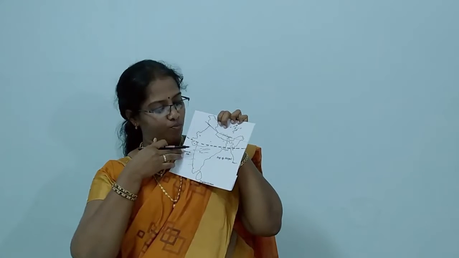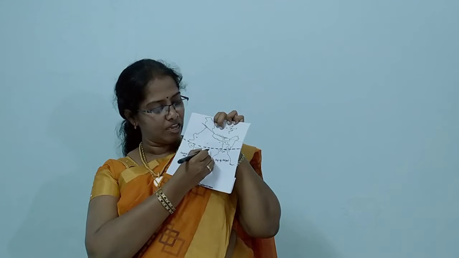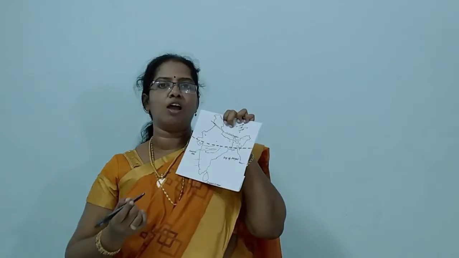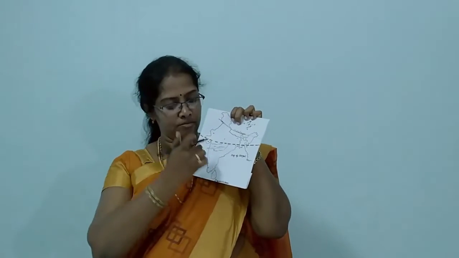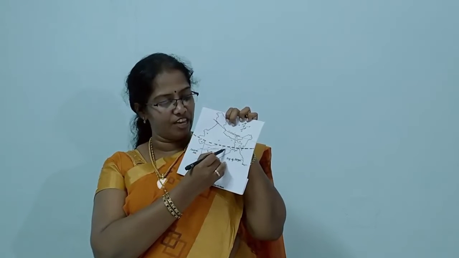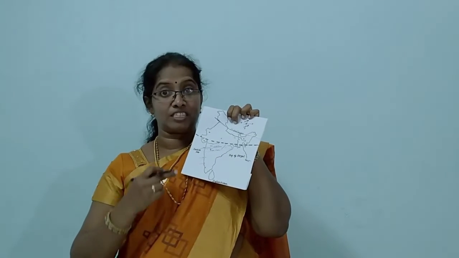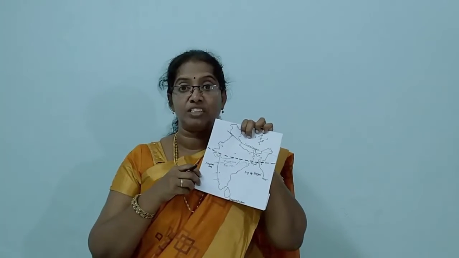Okay, so it blows through Vindhya and Satpura mountain and it strikes against the Rajmahal hills. It gives heavy rainfall to the Chota Nagpur area. Okay, students, this wind, do you know what type of wind it is?